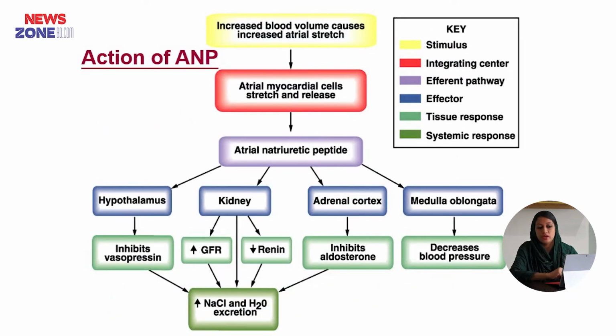Now, the action of the atrial natriuretic peptide. Increased blood volume causes increased arterial stretch. Atrial myocardial cells stretch and release atrial natriuretic peptide, which acts on the hypothalamus, causing inhibition of vasopressin. It acts on the kidney to increase GFR and decrease renin. Atrial natriuretic peptide also acts on the adrenal cortex, which inhibits aldosterone, and it also acts on the medulla oblongata, which decreases blood pressure. As a whole, the net effect is increased sodium chloride and water excretion.